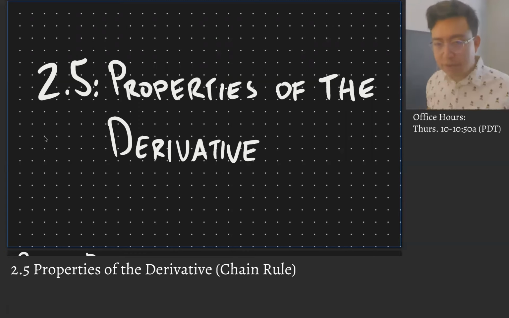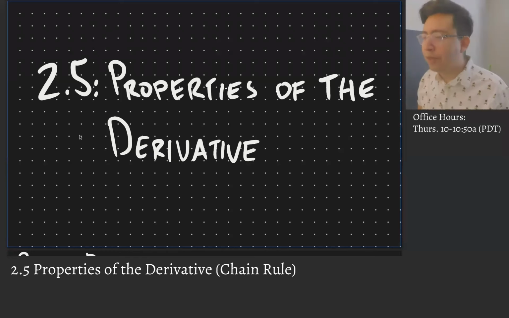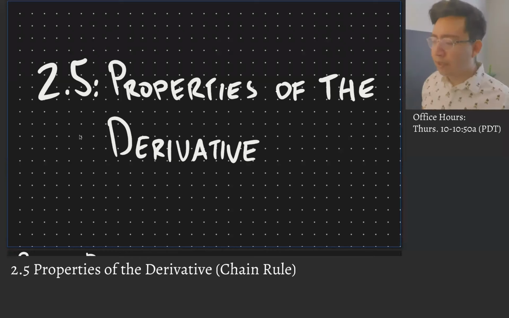So today we're going to be talking about section 2.5 from the textbook, which covers the properties of the derivative. As you can see at the bottom of the screen, it says 2.5 properties of the derivative, and in parentheses it says chain rule. Basically, you could rename this chapter to just the chain rule, because that's the big property we're taking away from this, and that's the one we're really going to spend a lot of time focusing on. But we are going to start with a few other properties here in just a second.